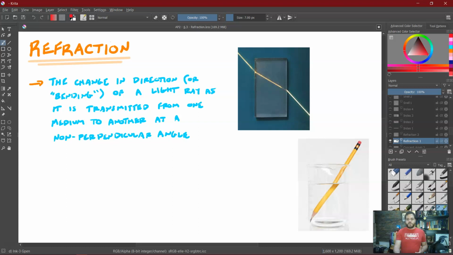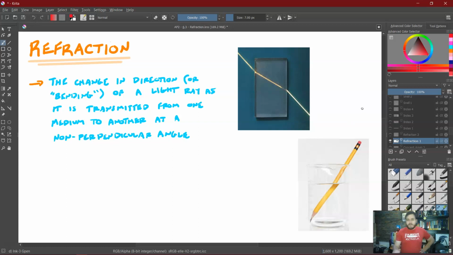It's going to take a more direct route. It bends as it goes from one medium to another. And then when it gets here, it's going to bend again as it goes from this medium of the block to leaving that medium. Now, a very key point here, though, is that this only happens at a non-perpendicular angle. If the light was to come straight in, it would just go straight through. But that is not the case here.